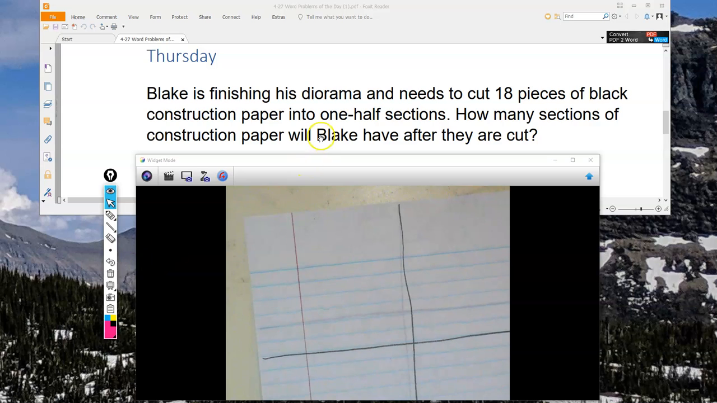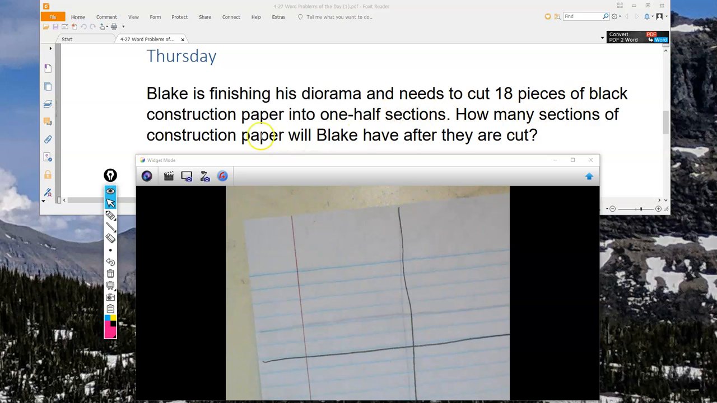Blake is finishing his diorama and needs to cut 18 pieces of black construction paper into 1/2 sections. How many sections of construction paper will Blake have after they are cut?